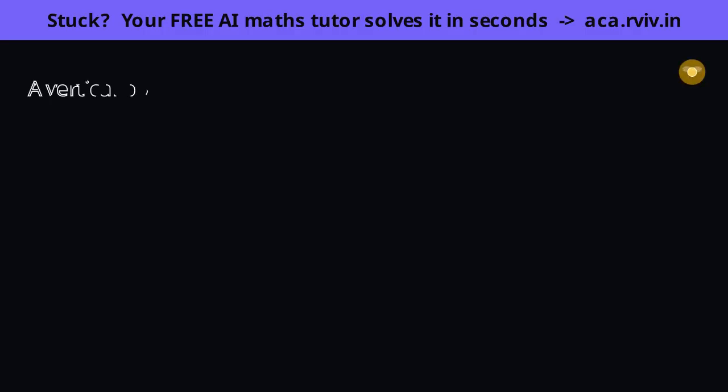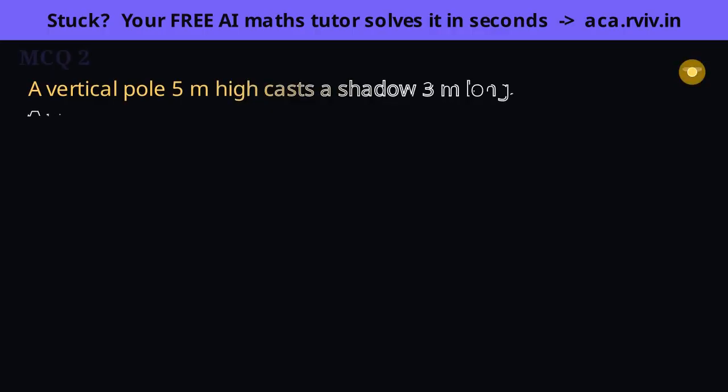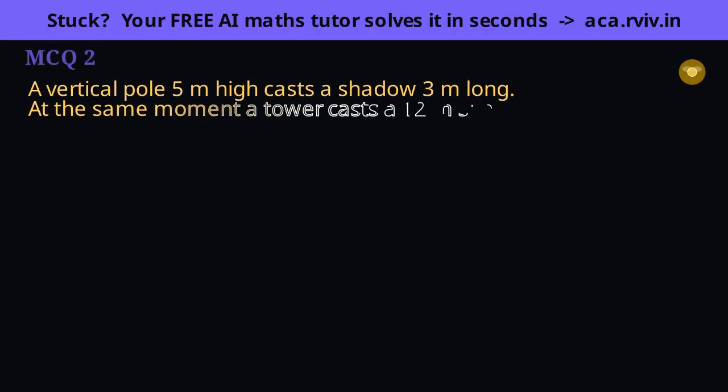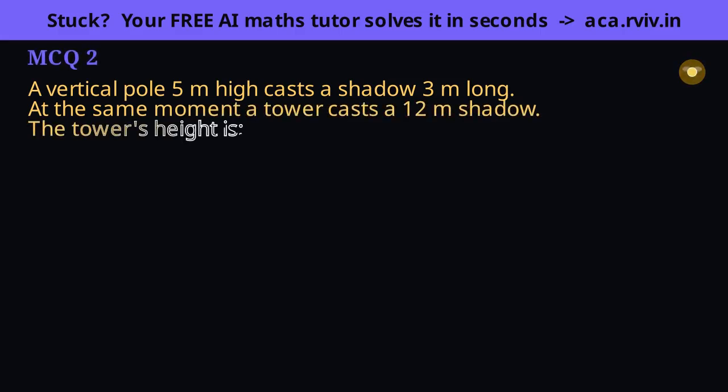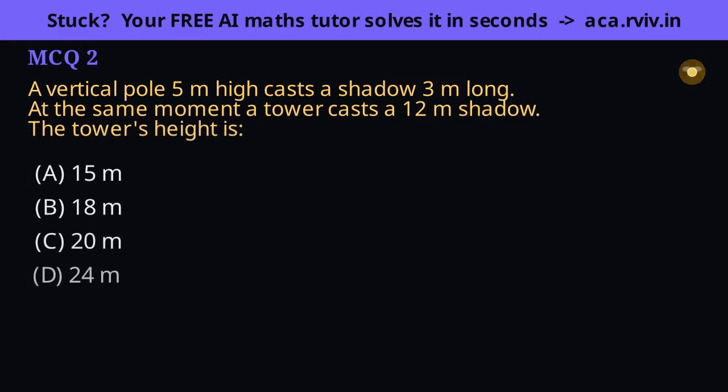Both objects are upright and lit at the same moment, so the sun strikes both at one angle, to equal angles, a similarity. That means the ratio of height to shadow is the same for the pole and the tower, so we set them equal. Consider the four options. 5 over 3 equals 8 over 12. Cross multiplying, h equals 5 times 12 over 3, which is 60 over 3, so 20 meters, option 3.